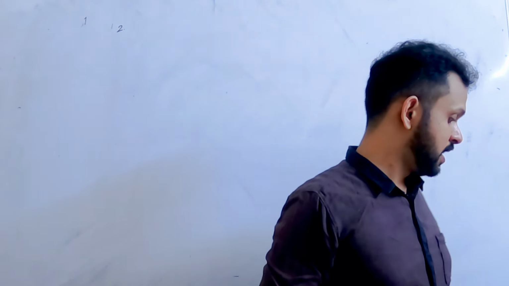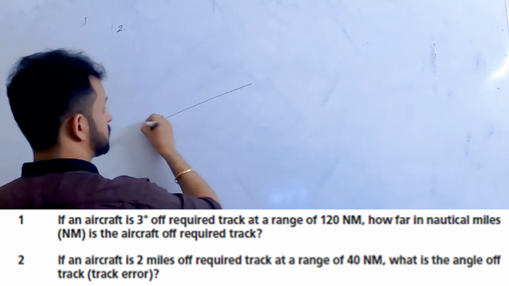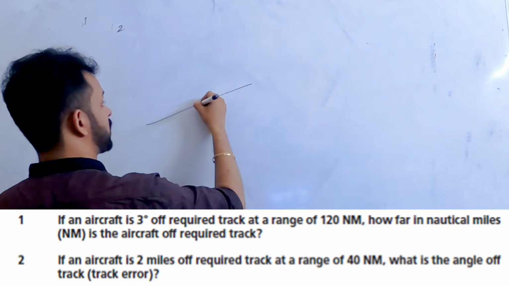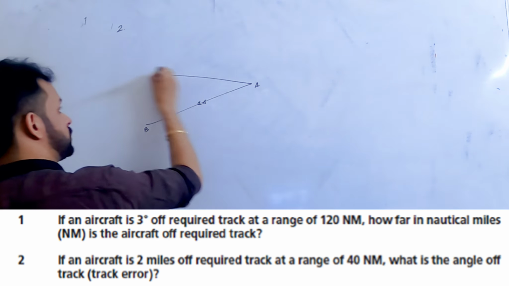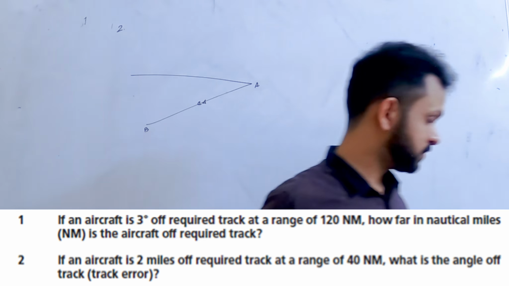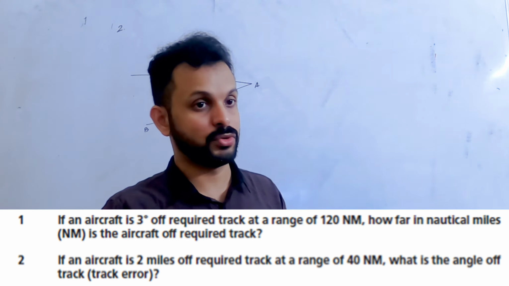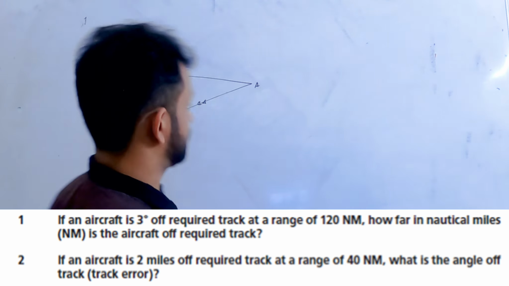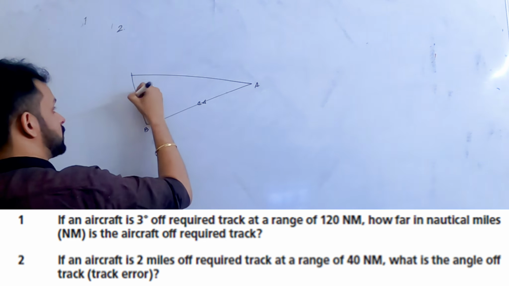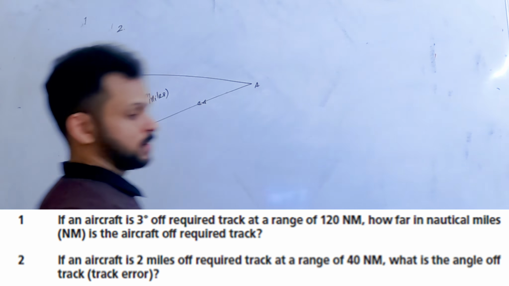So basically, an aircraft is 2 miles off the required track at a range of 40 nautical miles. You travel 40 nautical miles. It doesn't matter what your track is, you travel from point A to point B. You travel 40 nautical miles, you are off by 2 miles. Remember, in the question, if nothing else is mentioned, 2 miles is nothing but 2 nautical miles. It's not statute miles or anything else. So this is 2 nautical miles here, which is what is given as just miles in the question.